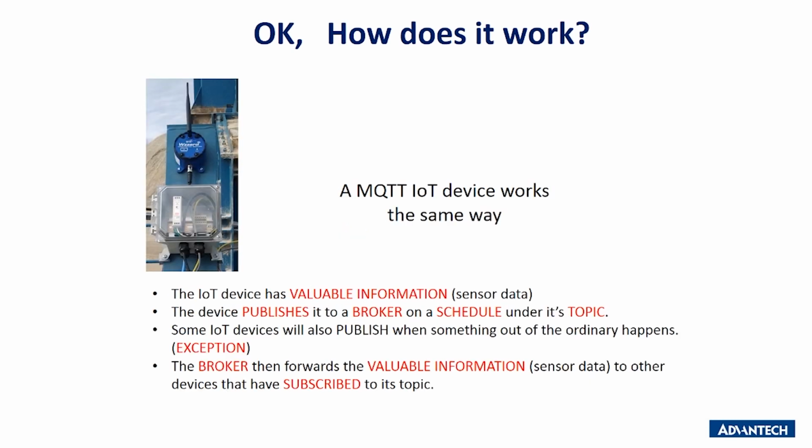Pretty much the same way with the IoT device, where it's got valuable information, which is the sensor data. The device publishes it to a broker on a schedule under its topic. Some devices will also publish when something out of the ordinary happens, or by exception. The broker then forwards that valuable information, the sensor data, to other devices that have subscribed to its topic. And those other devices may be databases, they may be report generators, they may be alert or alarm devices that send out text messages or emails, or they may be dashboards where you can pull it up on a monitor, on an HMI, or your phone to see what's going on in the system.